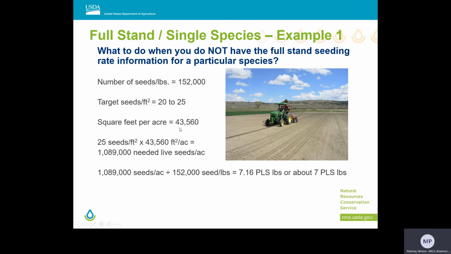We know the area, the square feet per acre. And we use a calculation, again, the desired seeds per square foot times the area of the acre. And we multiply those together to get the needed number of live seeds per acre. And we divide that by the number of seeds per pound of that species. And we come up with the full stand rate, which in this case is 7.16 PLS pounds, or we can approximate that at 7 pounds per acre.